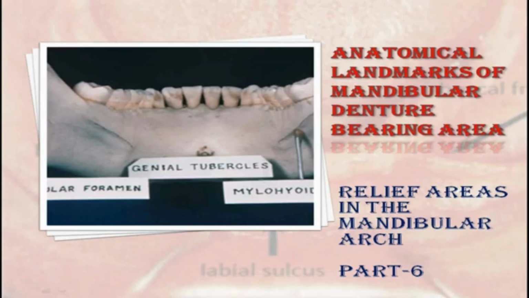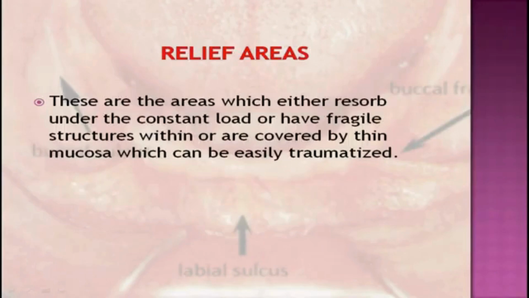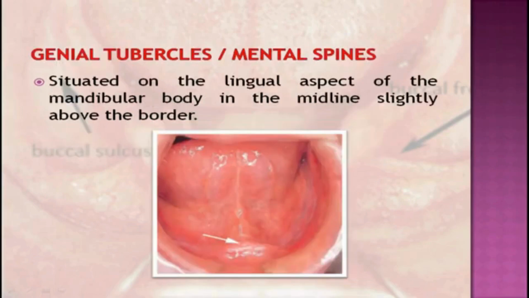In earlier videos, we have discussed the limiting, supporting and relief areas of the maxilla and the limiting and supporting structures of the mandible. In this video, we will cover the relief areas in the mandibular arch and their importance. Relief areas are the areas which either resorb under constant load, or have fragile structures within, or are covered by thin mucosa which can be easily traumatized. Hence, these areas should be relieved.